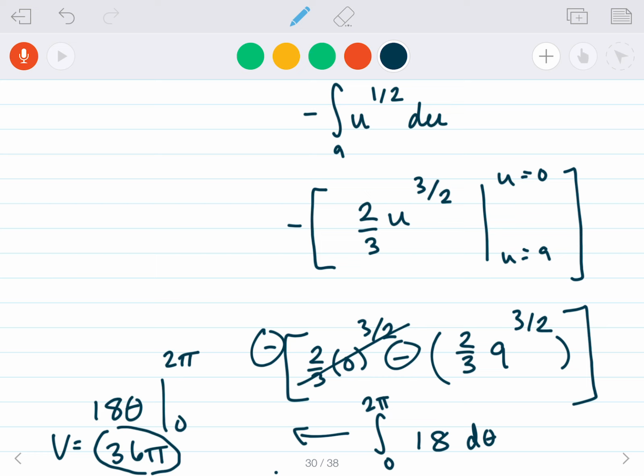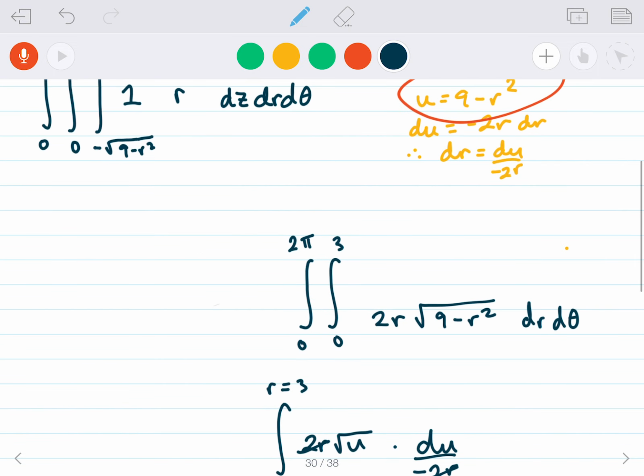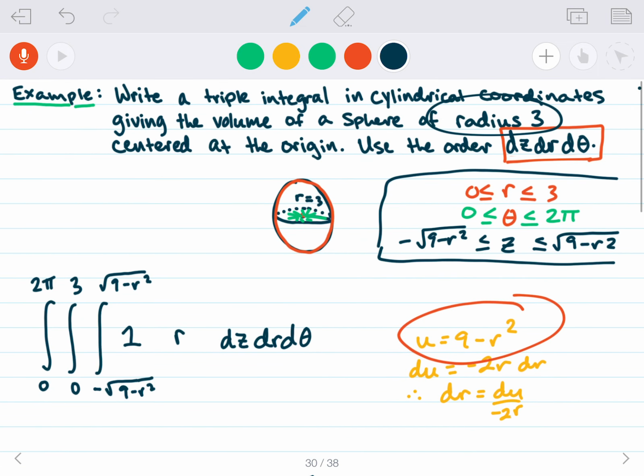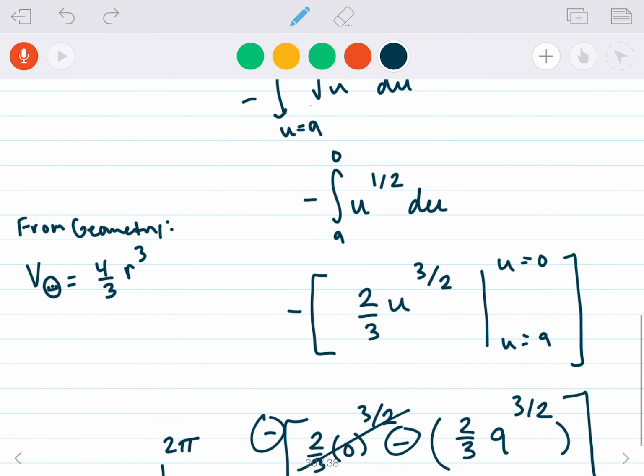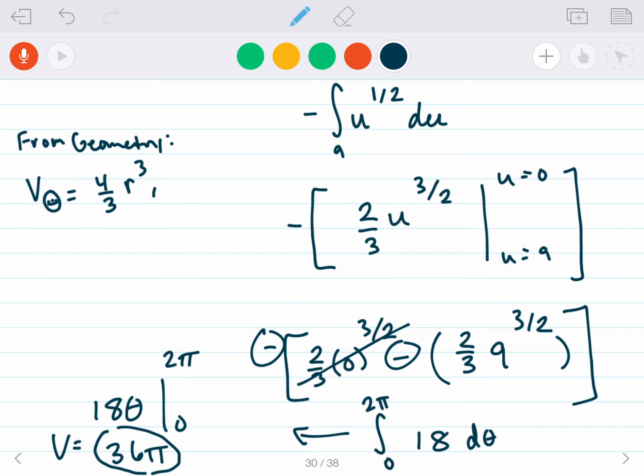And we can check this answer is correct with our formula from geometry. So from geometry, or from Google, or from wherever you see this, the volume of a sphere is going to be equal to 4/3 its radius cubed. Okay? Now what was the radius of our sphere? The radius of our sphere was 3. Okay, so the volume of the sphere, oh, and I forgot the pi. Always forget the pi. 4/3 pi r cubed.